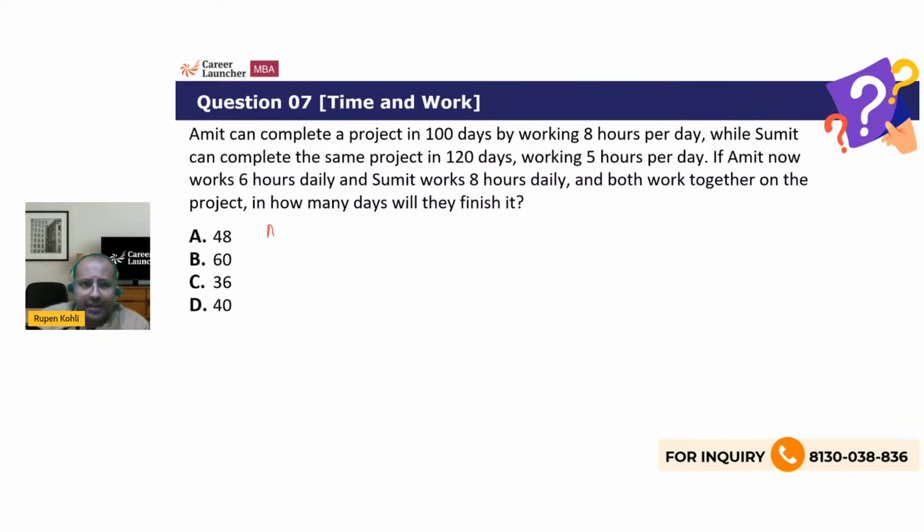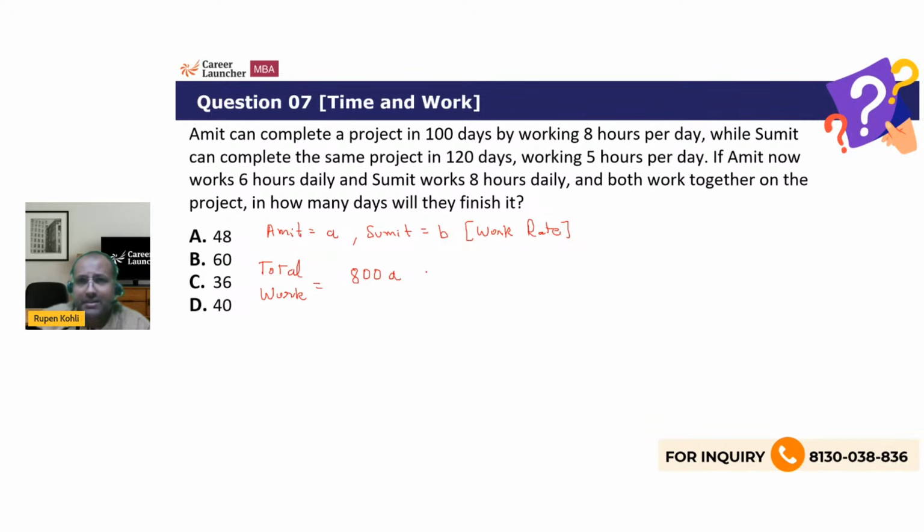Let me say that Amit can do some A units of work in 1 hour and Sumit can do some B units in 1 hour. So I'm taking two variables for their work rates, right? The total work, we know, is rate into time. So the total work for Amit is rate A and time 100 into 8, 800 hours. So 800 working hours of Amit. 800A is the work.